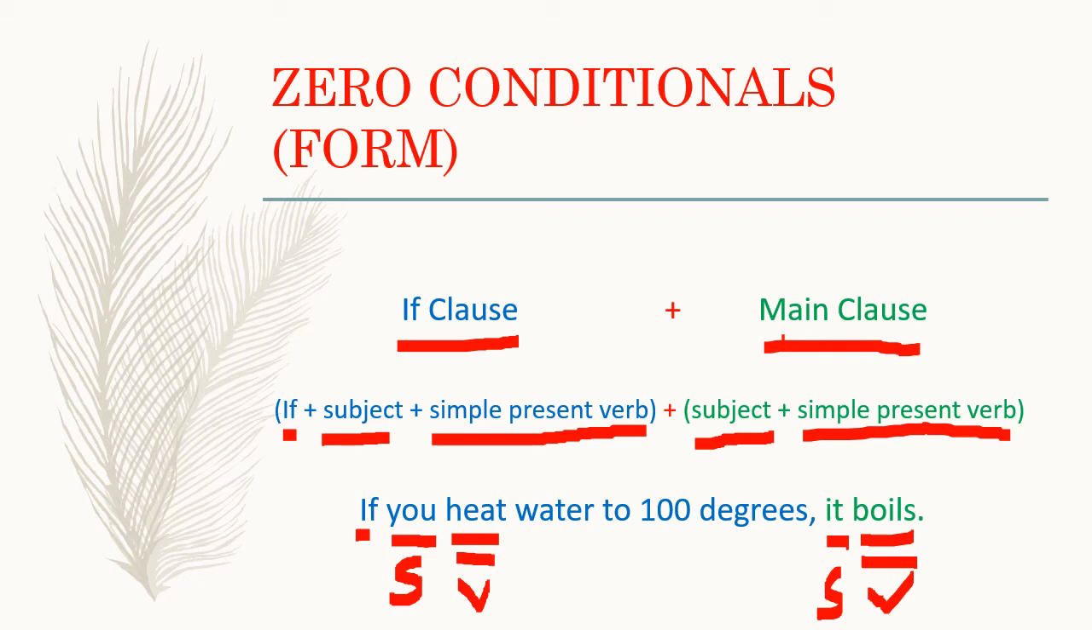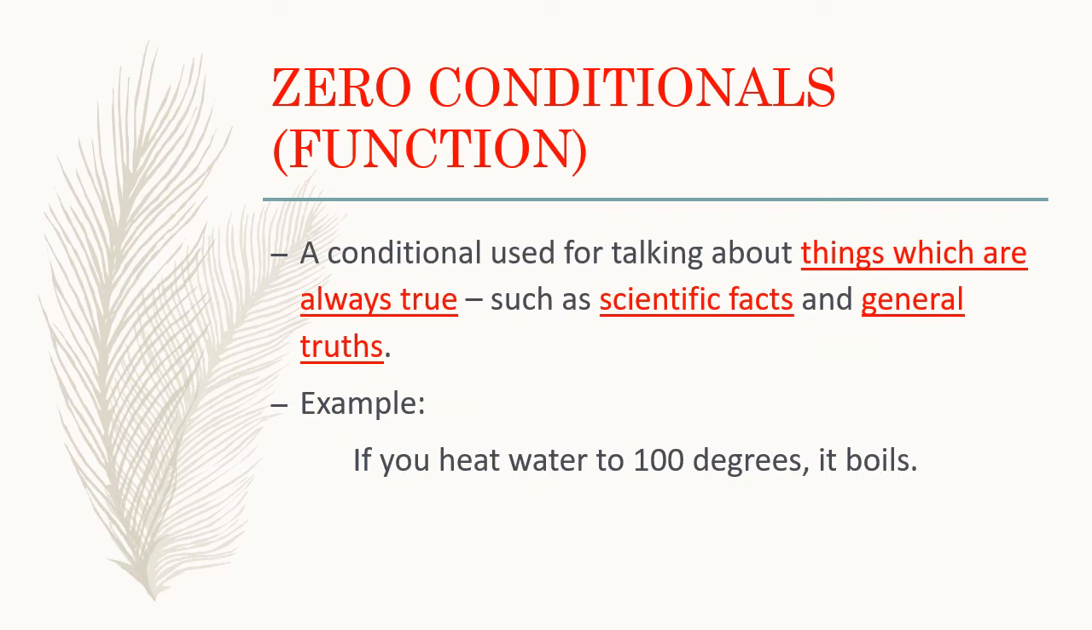Okay, the patterns for conditionals do not change. So always go back to the pattern. So to recall, the zero conditional pattern is if clause, if plus subject plus simple present verb. And for the main clause, you have subject plus simple present verb. Okay? Do not forget to put a comma if you put the if clause before the main clause. So we know how to write a zero conditional already.